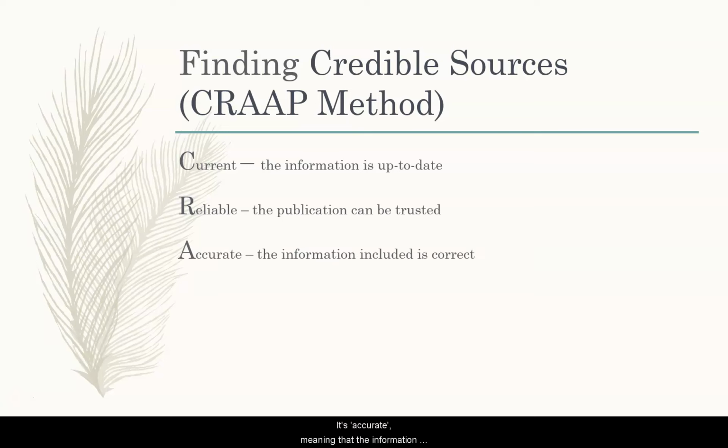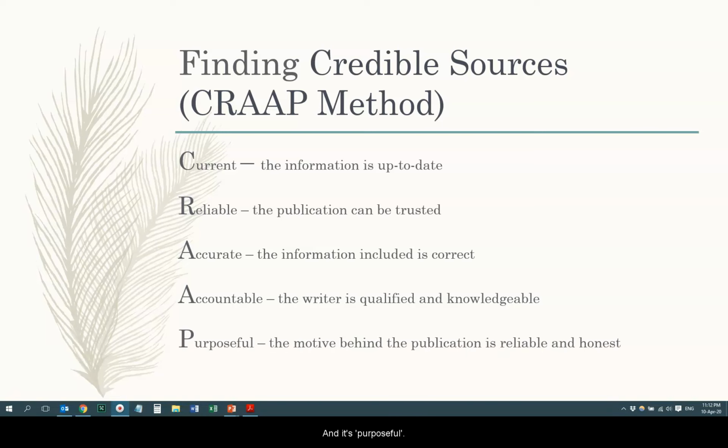It produces honest information. It's accurate, meaning that the information included is correct. It's not mistaken or full of wrong information. It's accountable, meaning that the writer is qualified and knowledgeable to be writing about their subject. And it's purposeful. The motive behind the publication is reliable and honest. They're not trying to trick the reader or sell information or get you to believe something that's not necessarily true or real.